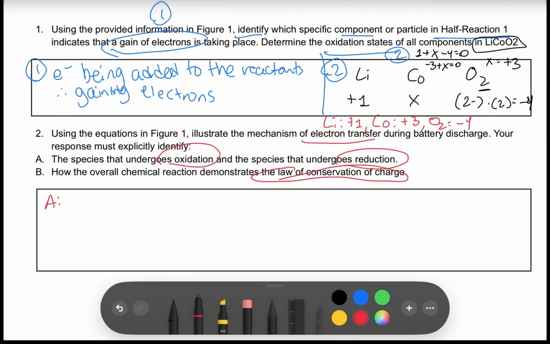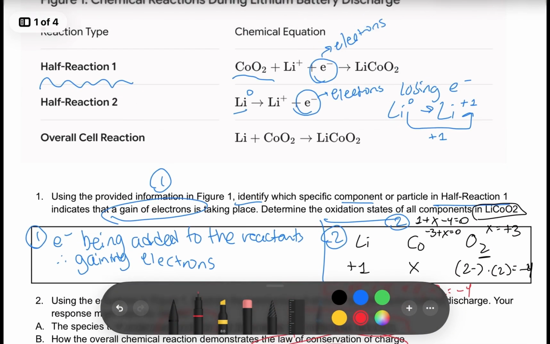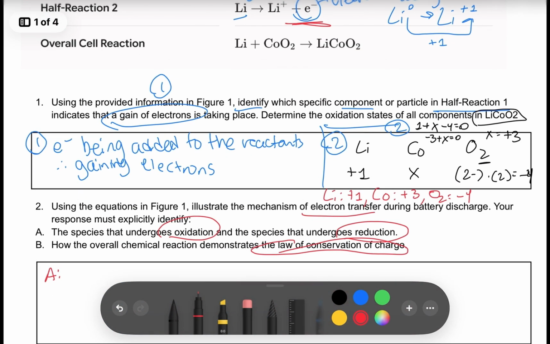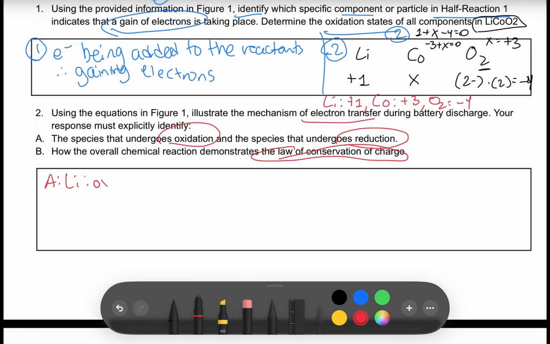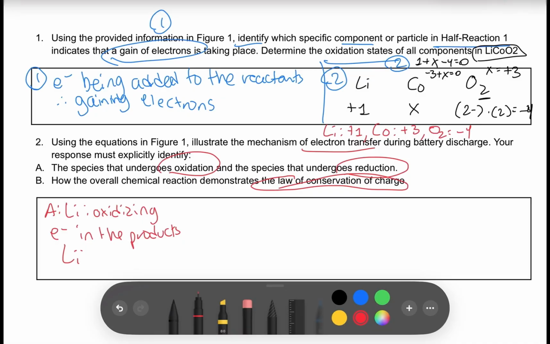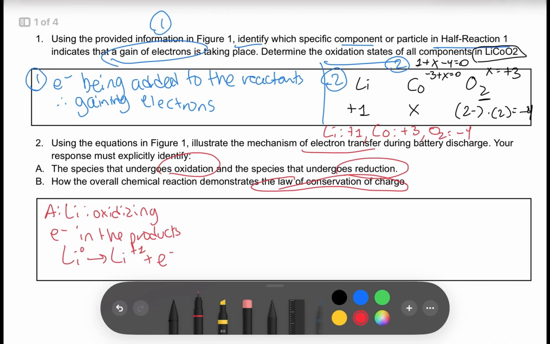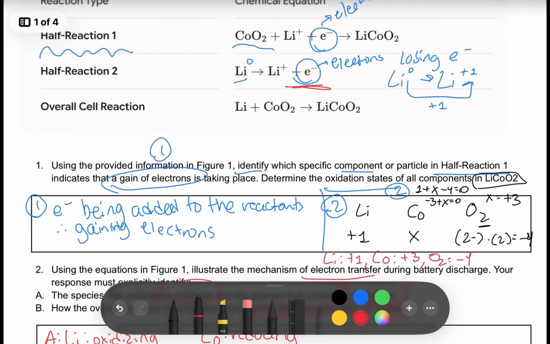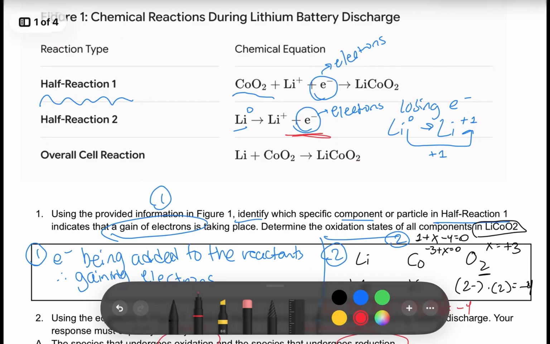So oxidation, again, we're losing electrons. And we can see that in half reaction 2, where we see the electrons on the product side. So Li is oxidizing because there are electrons in the products, and Li is going from Li at 0 to Li plus 1. Now, since Li is the one oxidizing, Co is the one reducing. The reason being is because it's gaining electrons.